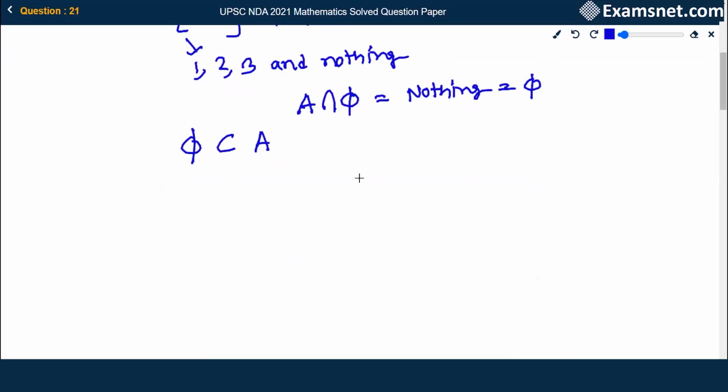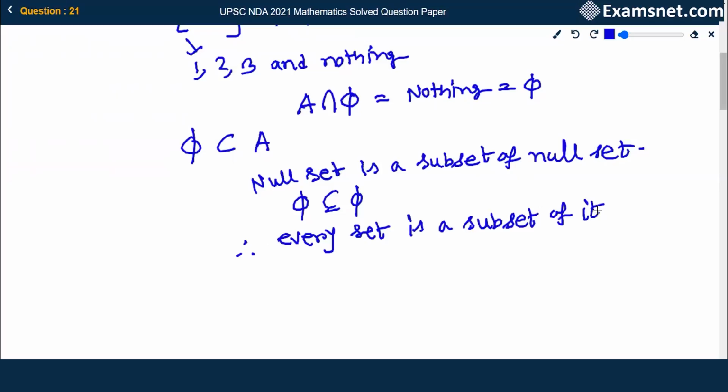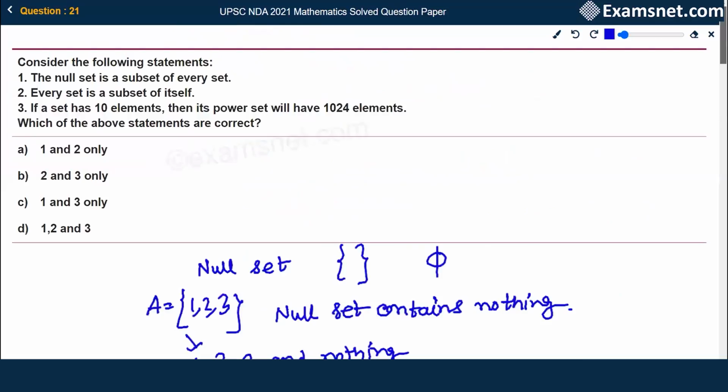Also from this statement, we can say that null set is a subset of null set itself. Null set is a subset of null set. Since both the sets have nothing, therefore we can say that every set is a subset of itself. Fine. So the first two statements got proved that they are correct.